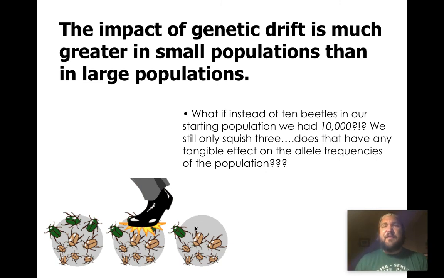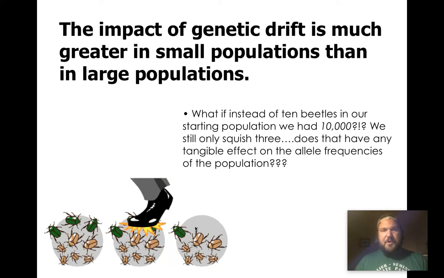But what if instead of 10 beetles, we had 10,000 beetles? Same frequency, 3,000 green, 6,000 brown. But in this new scenario, I still only squished 3 green beetles. So now instead of 3,000 green beetles, we have 2,997. Had the market shares of green and brown changed? You might argue yes, but by a tiny, tiny fraction. So in reality, not really. So large populations and populations with lots of genetic variation are somewhat buffered against the effects of genetic drift.